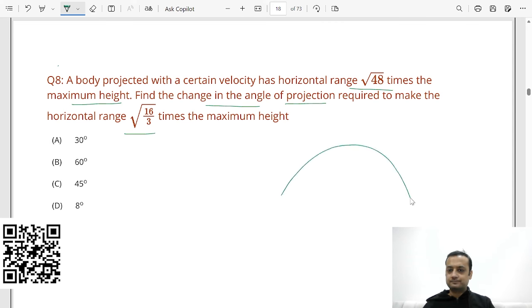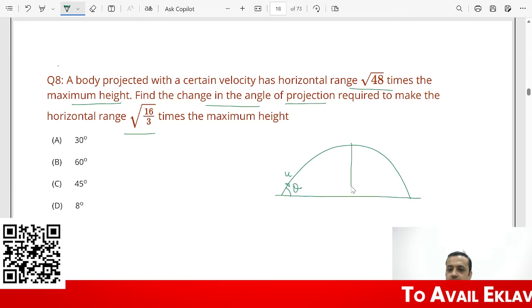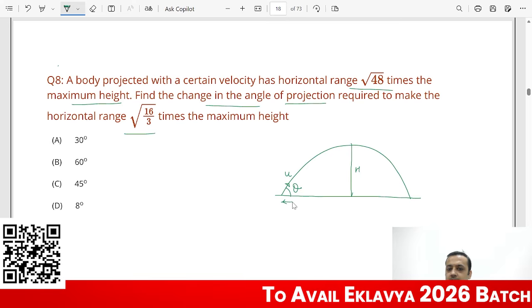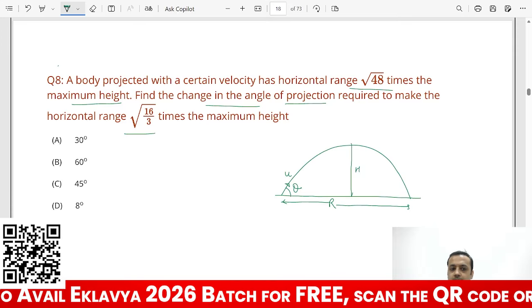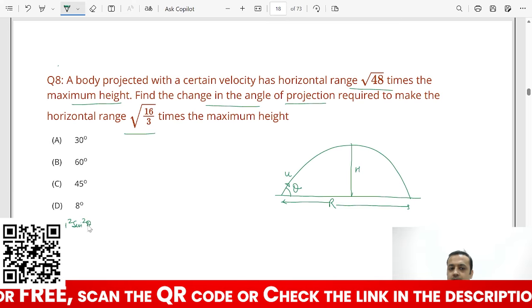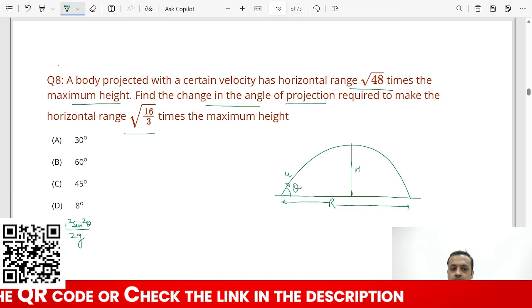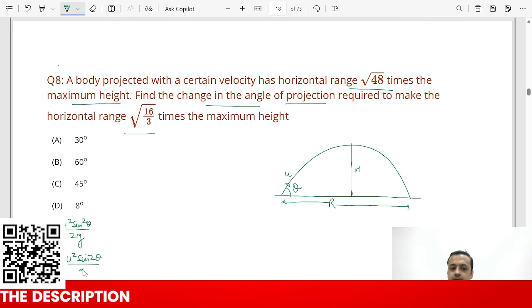So what's the question? Suppose you have thrown a projectile. Then we know that if you throw at an angle theta at the speed u, this is the maximum height, and this is the range. Now what is the formula of the maximum height? The formula of the maximum height is u square sine square theta by 2g, and range is u square sine 2 theta by g, right?